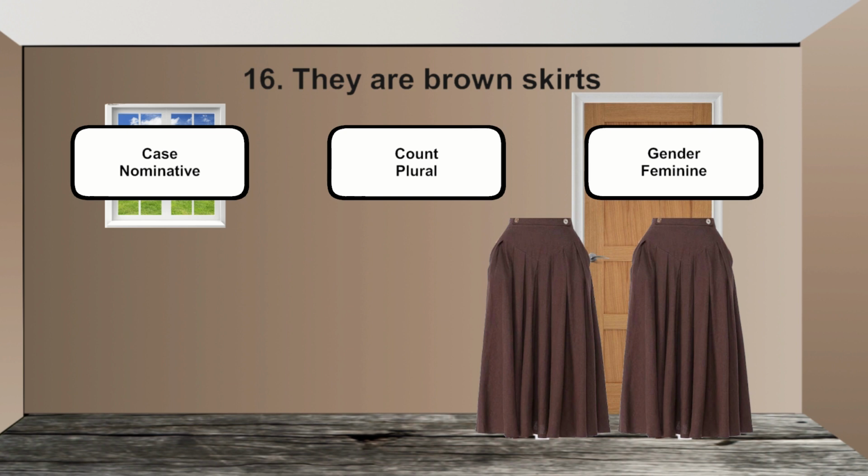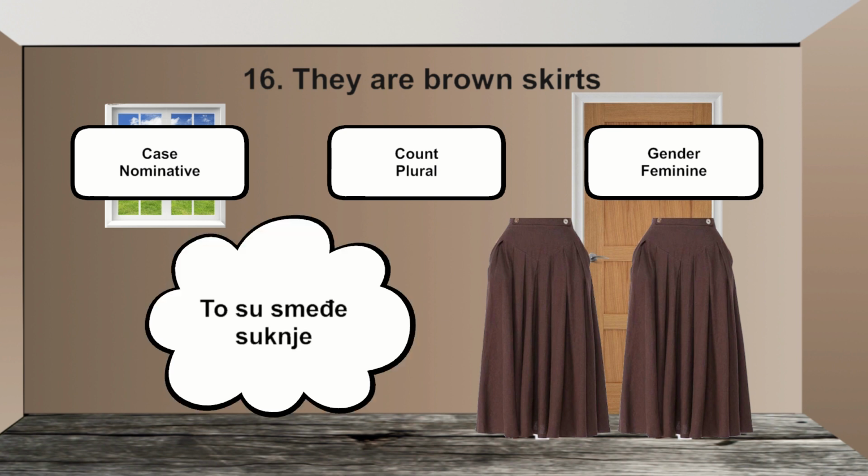Question 16. Pitanje 16. They are brown skirts. Feminine, plural. To su smeđe suknje. And again. To su smeđe suknje.